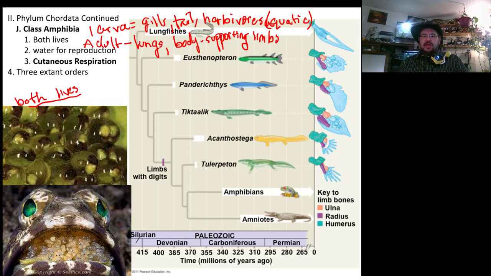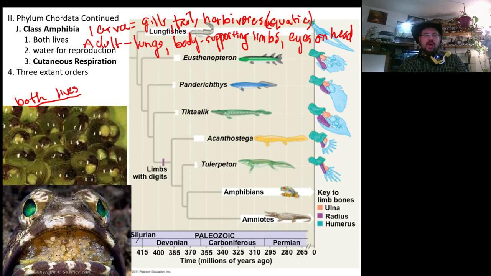No tail anymore. They have eyes on the top of their head. The tadpoles have them on the sides. Right? They have a variety of adaptations for being on land. So they have both lives.